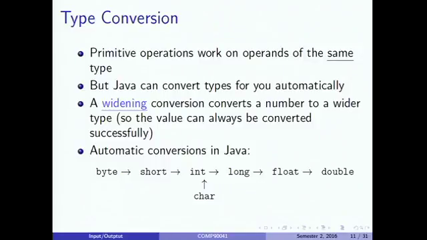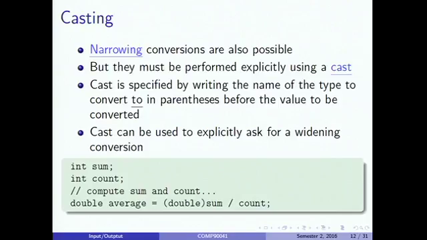Okay, so a byte only has 256 different possible values. An int has 4 billion different possible values. So you're widening the space, the number of values that can be expressed. There's also a narrowing conversion. What if what you've got is a double and you want to put it into an int?